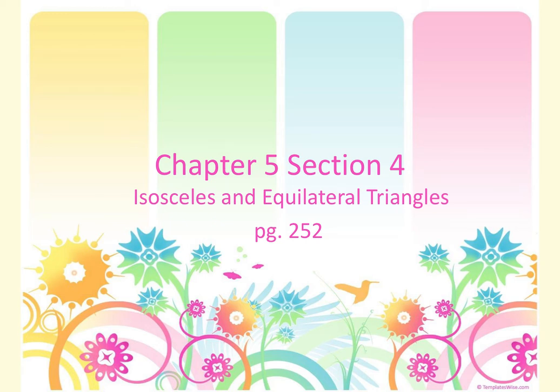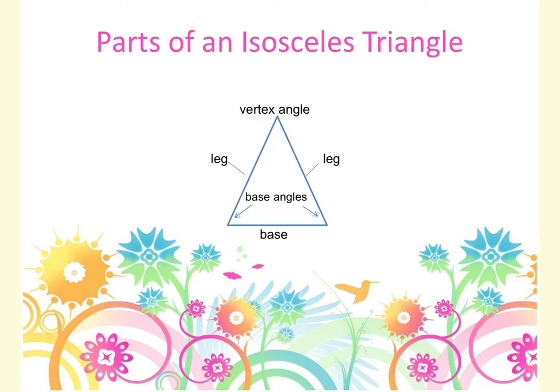All right, so again, 5.4 is isosceles and equilateral triangles.